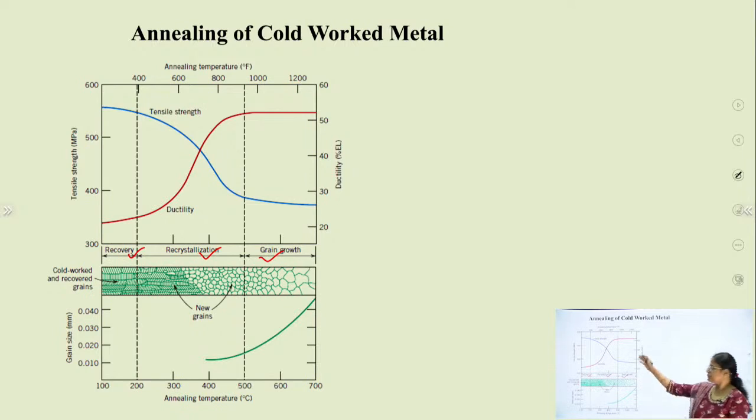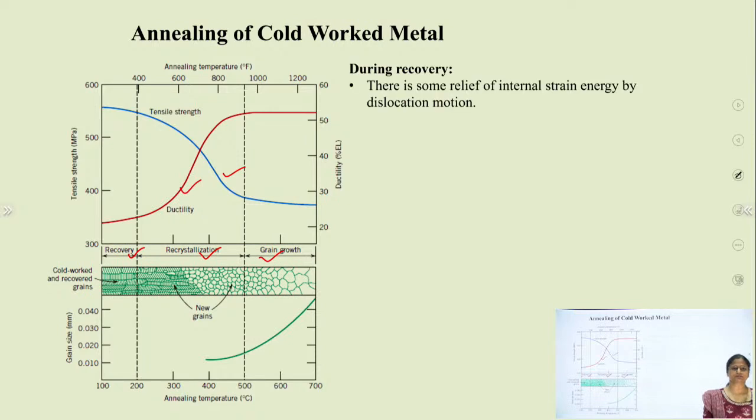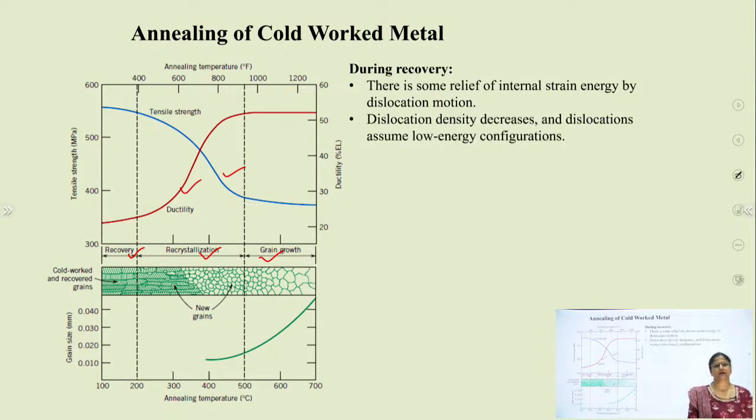This plot is showing that with the annealing process, the tensile strength decreases and ductility increases, and all the properties revert back to their original properties. So, there are 3 stages of annealing of the cold work material. First step is the recovery, second is the recrystallization, and third is the grain growth.